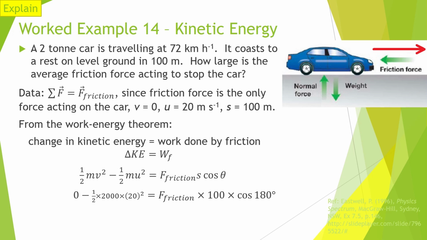So 0 is the final velocity, so it's got no kinetic energy when it stops. Minus a half times 2000 times 20 squared equals force due to friction times 100, that's the displacement, times cos 180 degrees. It's acting in exactly the opposite direction. And when we sort out the signs and do the calculations, force due to friction is 4,000 newtons.